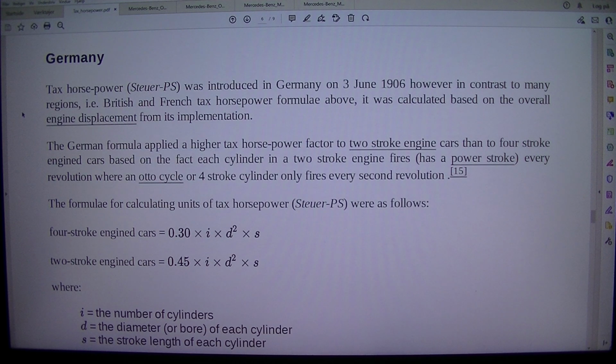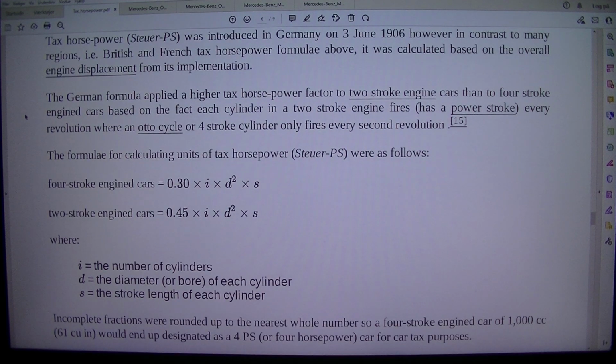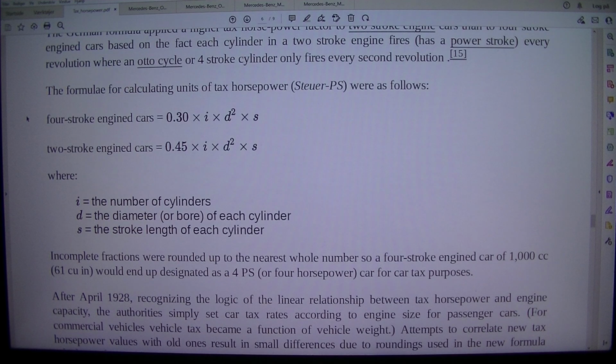Germany. Tax horsepower, STUA PS, was introduced in Germany on the 3rd of June, 1906. However, in contrast to many regions, i.e. British and French tax horsepower formulae above, it was calculated based on the overall engine displacement from its implementation. The German formula applied a higher tax horsepower factor to 2-stroke engine cars than to 4-stroke engined cars, based on the fact each cylinder in a 2-stroke engine fires, has a power stroke, every revolution, whereas an Otto cycle or 4-stroke cylinder only fires every second revolution.